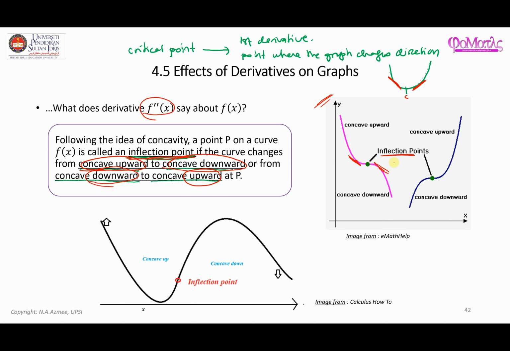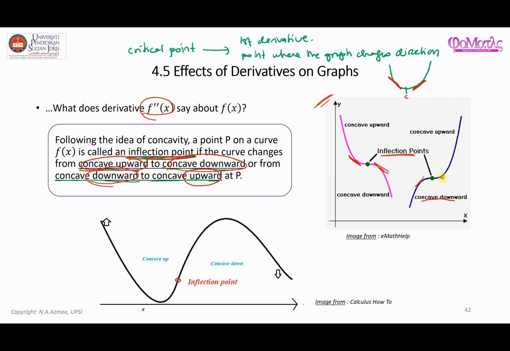So therefore, since the curve changes from being concave upward to concave downward, this could be the inflection point. Similar to this one, for example, I can select this point, and if I construct the tangent line, it will be like this. You can see that clearly the curve here is below the tangent line, and therefore we call it concave downward.